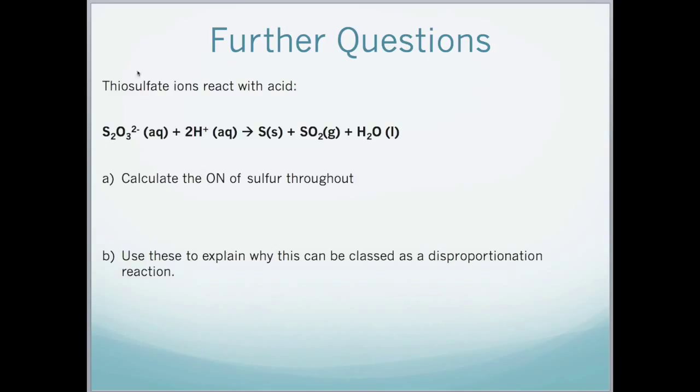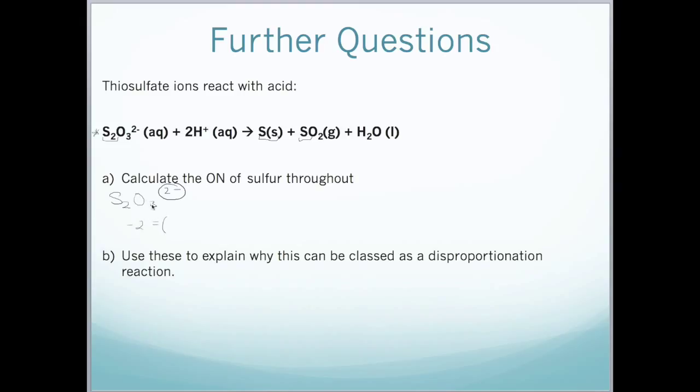Let's look at this final question. We are told that thiosulfate ions react with acid, and we're given the following equation. First, they're asking us to calculate the oxidation number of sulfur throughout the reaction. So we have sulfur here, and we have sulfur here and here. So the overall charge is -2.